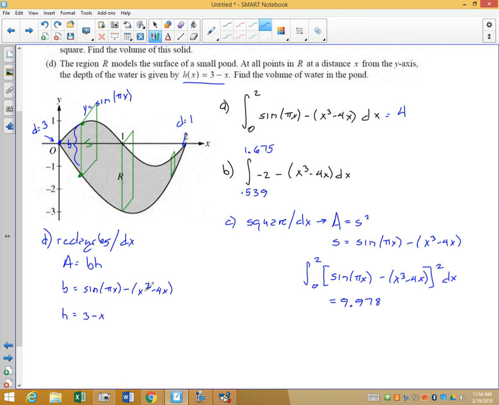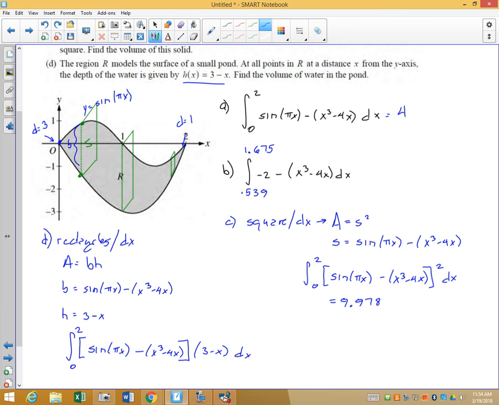So now we have the base and the height in terms of x, and we'll do the antiderivative. The whole base, make sure you grab that in parentheses, sine pi x minus x cubed minus 4x. So there's the base. The height is that h of x function they gave us in the problem. And we're going to measure this starting with x equals 0 and ending at x equals 2.